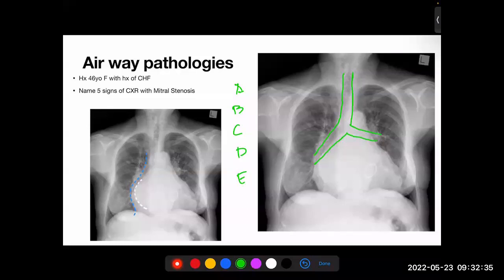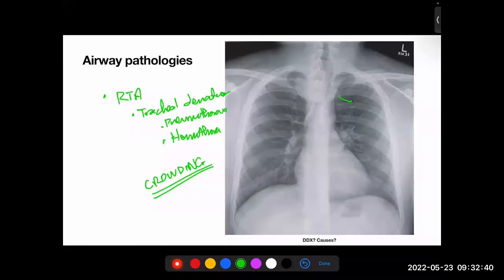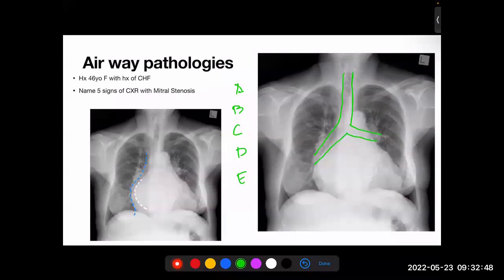Okay, let's compare it with, for example, this. Look at this carina. It came here and bifurcated like that. And then look at this other carina. Is it normal or is it not normal? It's not normal. Thank you. But what is the abnormality?